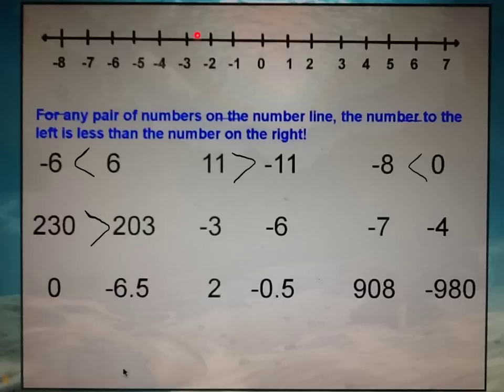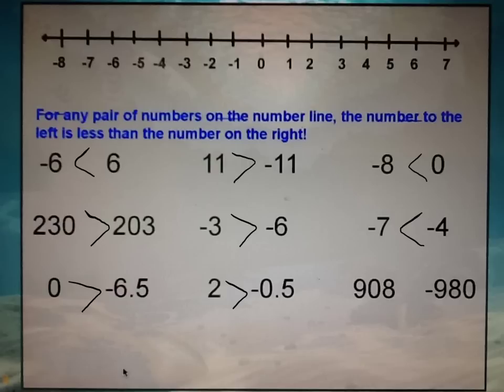Looking at -3 and -6. -3 is going to be greater than -6. It's further to the right on the number line than -6. -7 and -4. -4 is further to the right than -7, so -4 is a bigger number. 0 and -6.5. 0 is further to the right than -6.5.